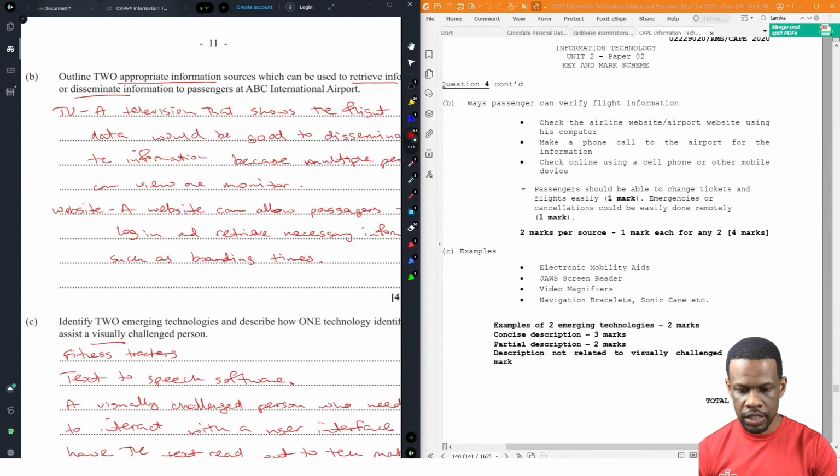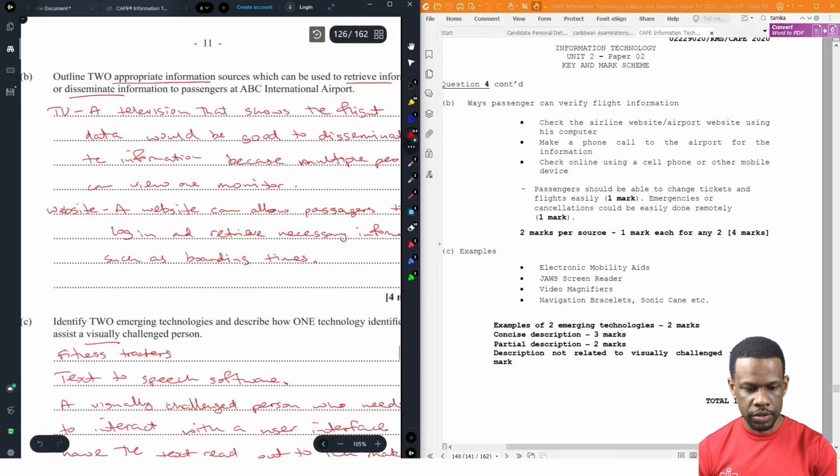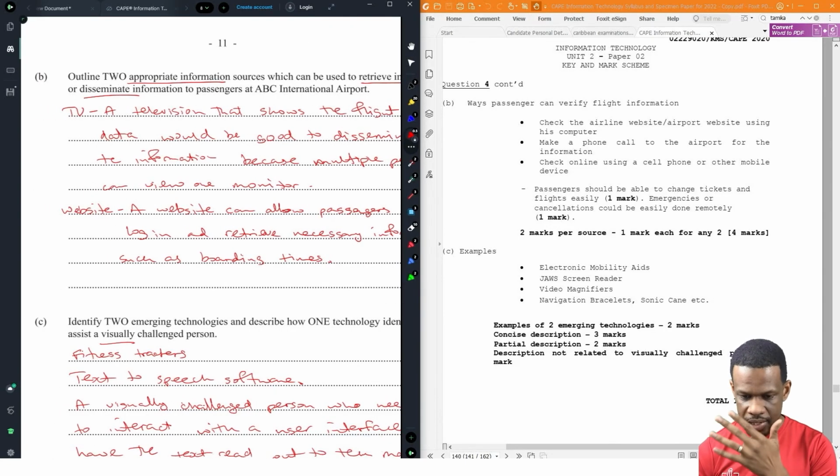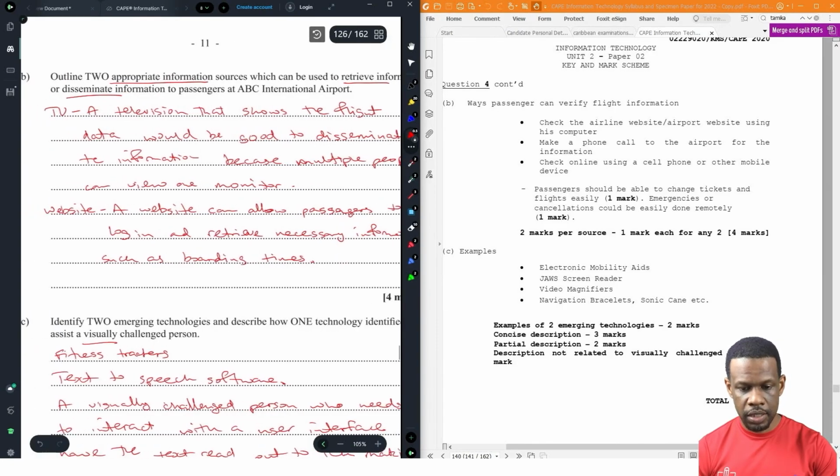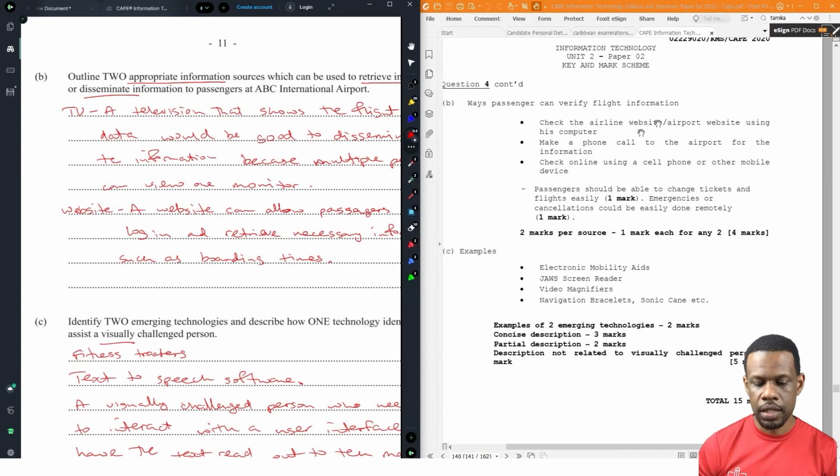Part B, where they could verify: check the website, good. Make a phone call, check online. So I have the TV. Why didn't they accept TV? They didn't say 2 appropriate information sources. Maybe our website, they have a phone call. So they have check our website, and then make a phone call. Then they have check online using a cell phone and other mobile device. So one of them is check the airline website. Next one is check online. I can't see why they wouldn't. Passengers should be able to change tickets and flights easily.